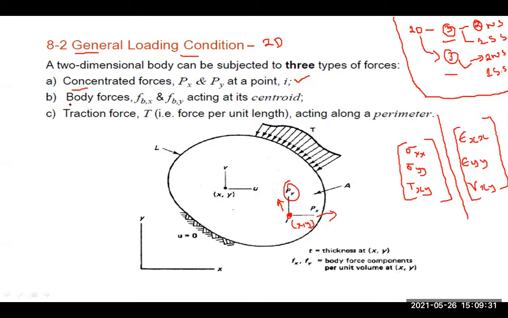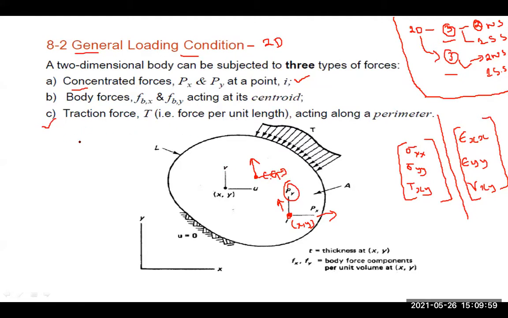Then the second possible loading condition would be the body forces in the x direction and y direction acting at the centroid. If you take any body, it has a centroid, or center of gravity. At this centroid, the body forces are concentrated in the x as well as y direction. So this is also a possible loading condition in a two-dimensional member.